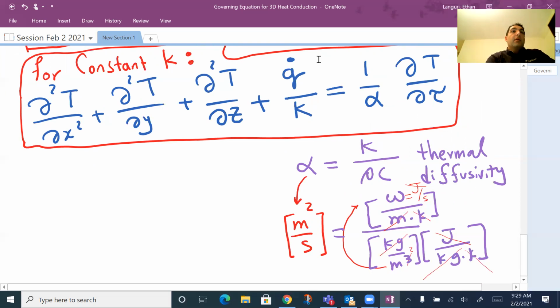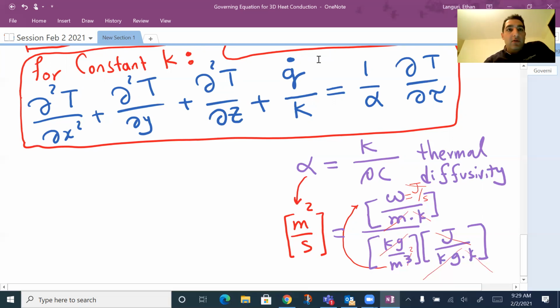So far we talked about 3D conduction heat transfer in Cartesian coordinate system, where X, Y, and Z are our coordinate system. Now, in some cases, it's easier to model our problem in cylindrical coordinate system or a spherical coordinate system.